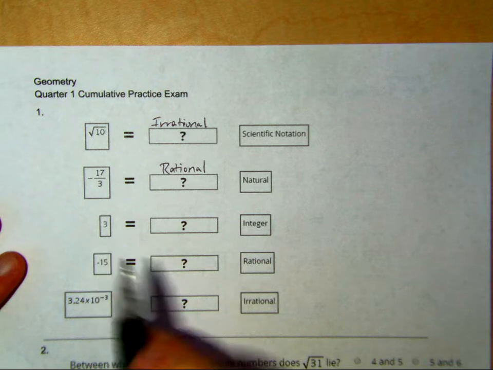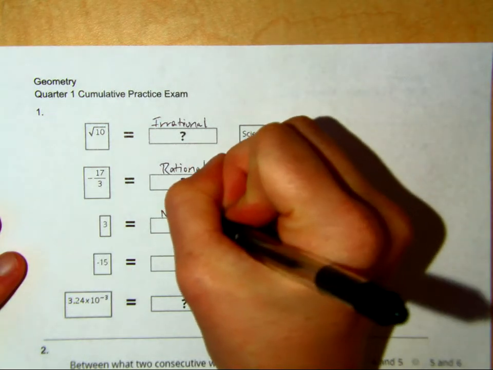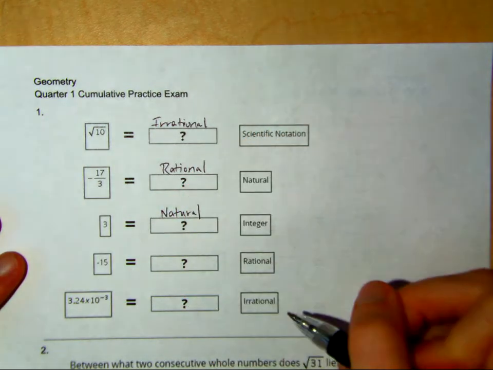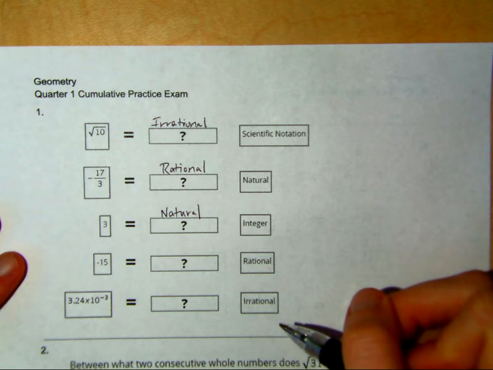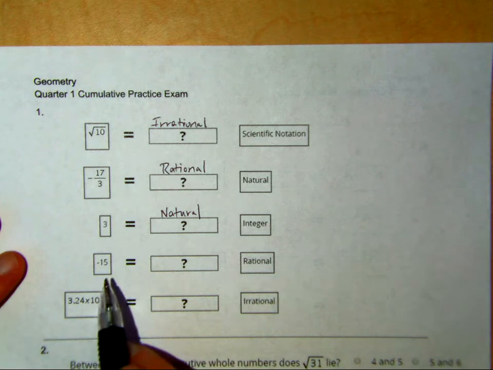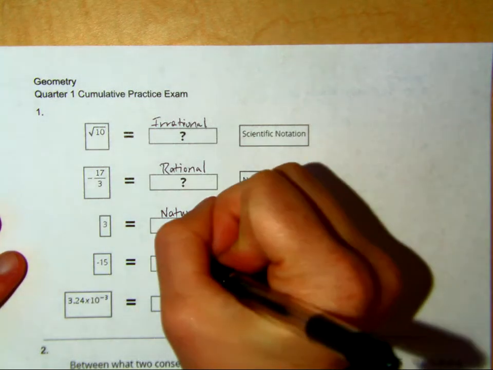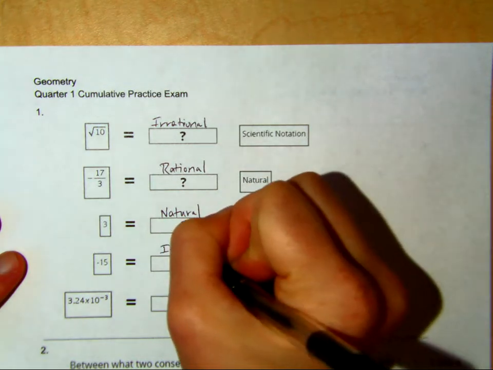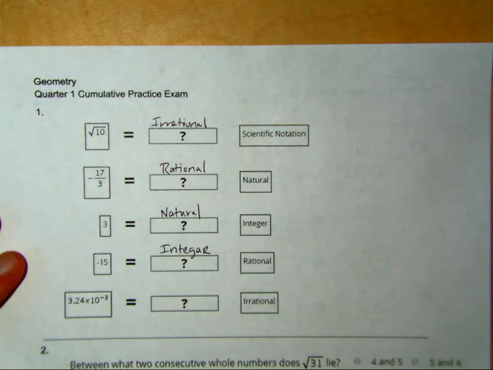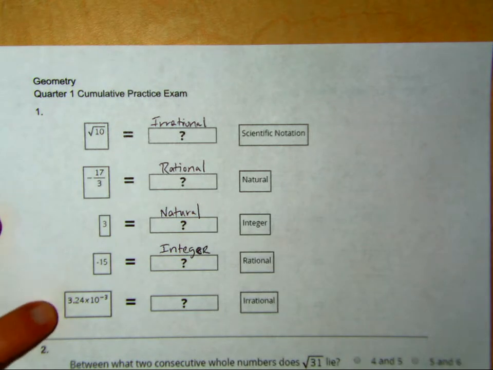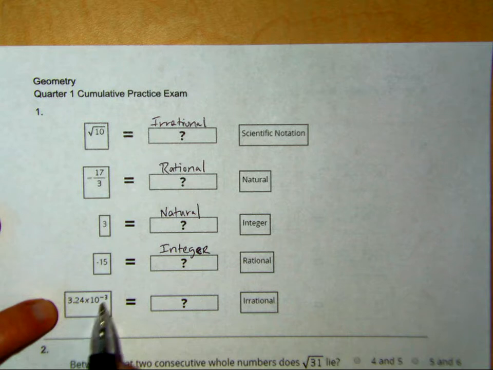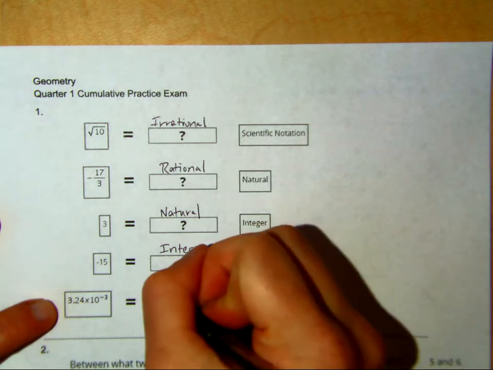3 is natural. So a natural number is any whole number greater than 0. So 1, 2, 3, 4, and on. Okay, here we have negative 15. So it's a whole number, but it's negative. So a negative whole number is an integer. Okay, so the last one, when we have a number and we multiply that times 10 to a certain power, that's our scientific notation.